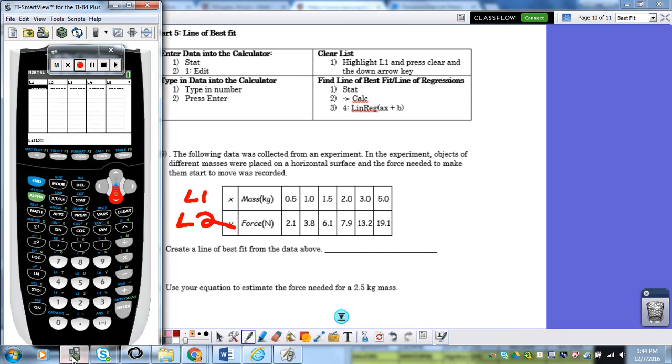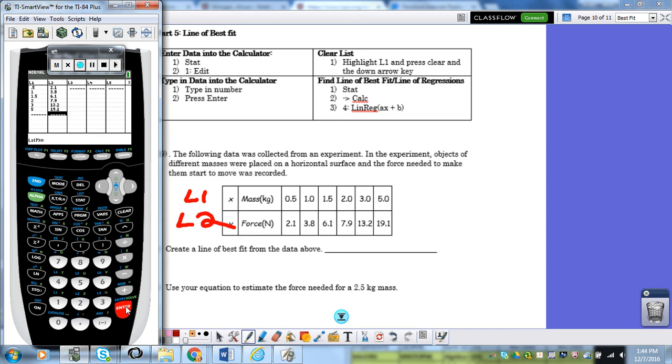On the calculator, you're going to type in 0.5, 1, 1.5, 2, 3, and 5. If you notice, I press enter after every number I type in. Then 2.1, 3.8, and so forth. You've got to make sure that you type it in accurately because it will mess up your data and your equation. And the last one is 19.1. Alright, so your data is in your calculator.